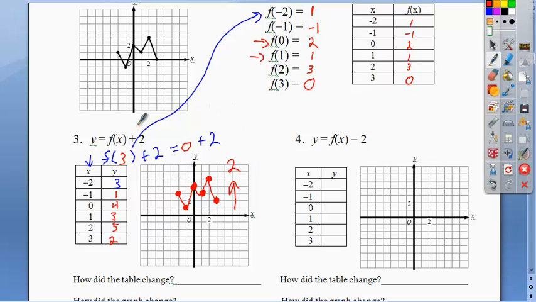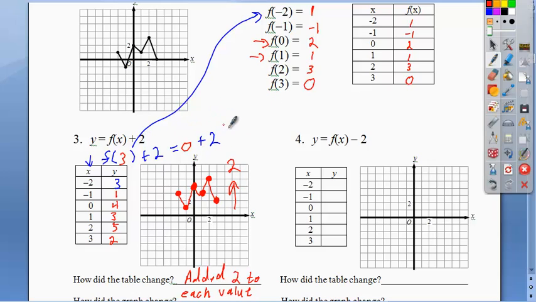So every time I see that I have a function with plus 2 on the outside of it, I know that I'm going to shift up 2 units. So how did the table change? We added 2 to each value, and how did the graph itself change? It shifted up 2 units.